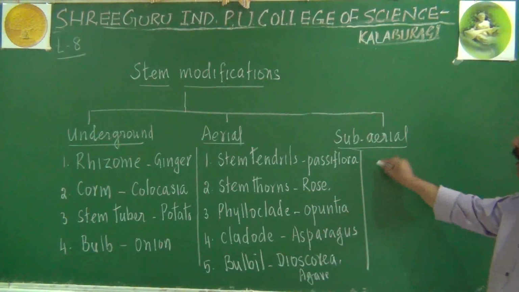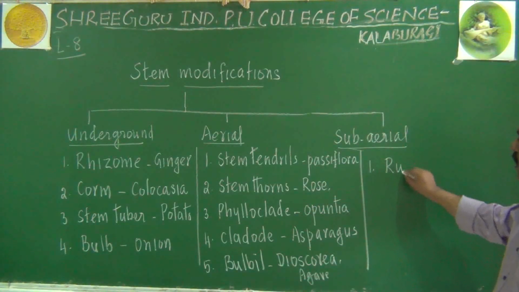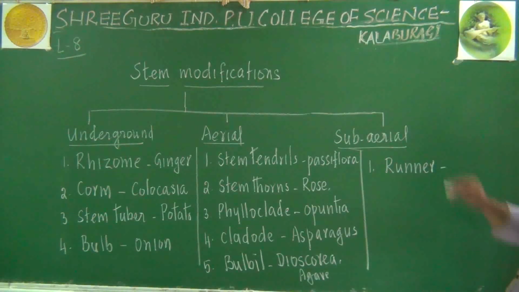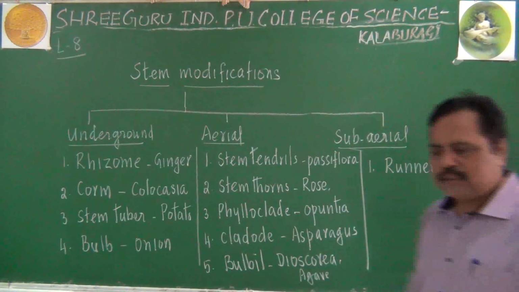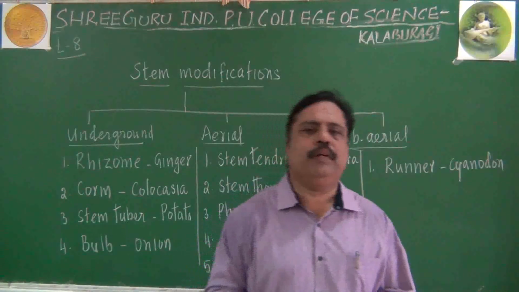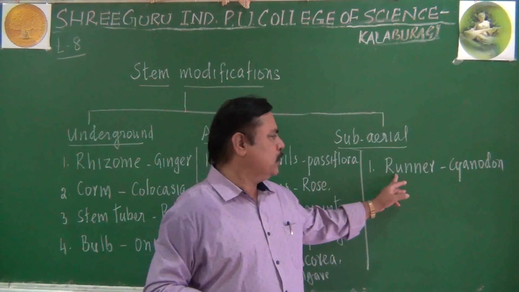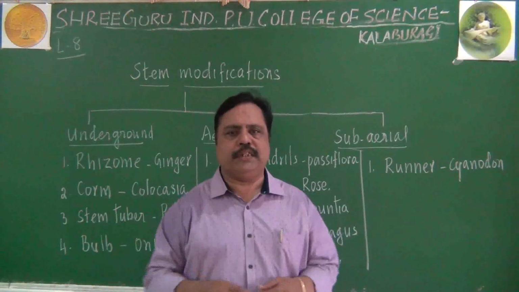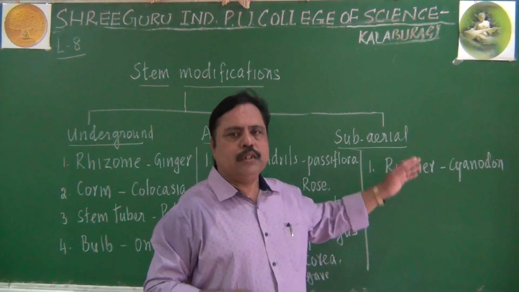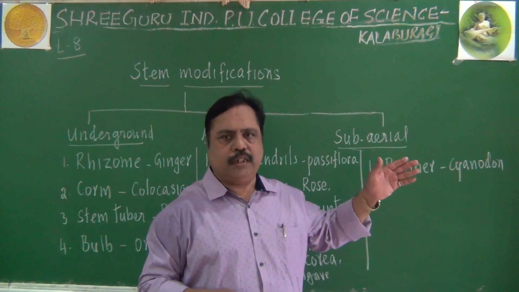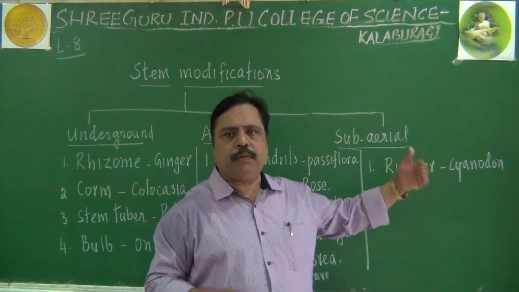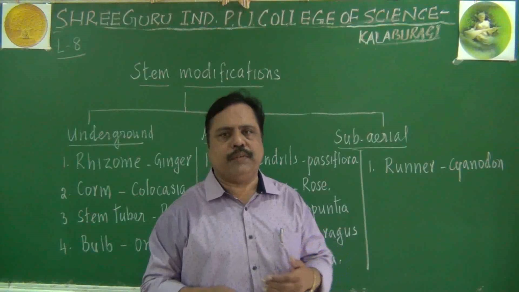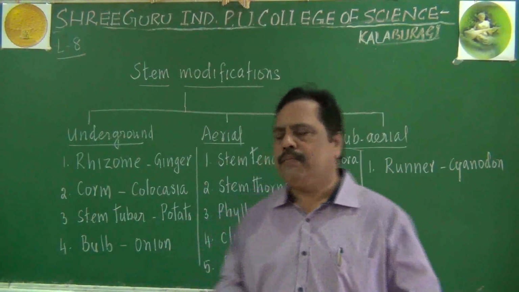In the subaerial modification we could come across runner. Remember, runners are exhibited by grasses like cyanodon. Cyanodon is a type of grass which exhibits runner type of stem modification, where the stem will be producing branches in all directions, and single slender branches are produced in all directions. So even if the main stem is damaged by grazing animals, other branches will start to survive. That is called a runner, we can say.